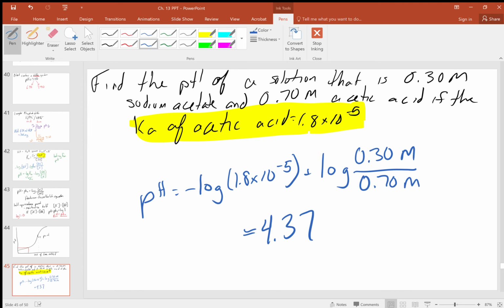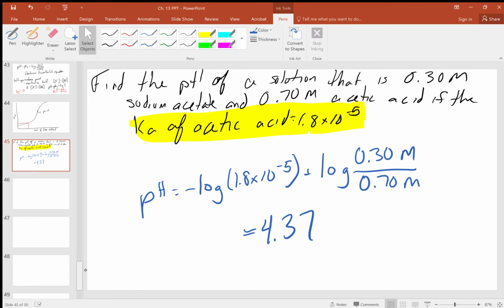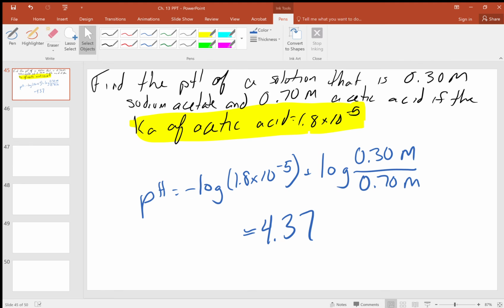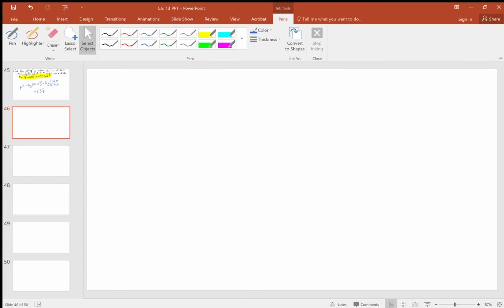All right, so these calculations end up being fairly straightforward. It's just like many other calculations we do. We figure out what we know and then figure out which term of the equation we need to solve for. But what we really want to be able to do with a buffer is determine what happens when we start adding things to it. So let's try the following then.